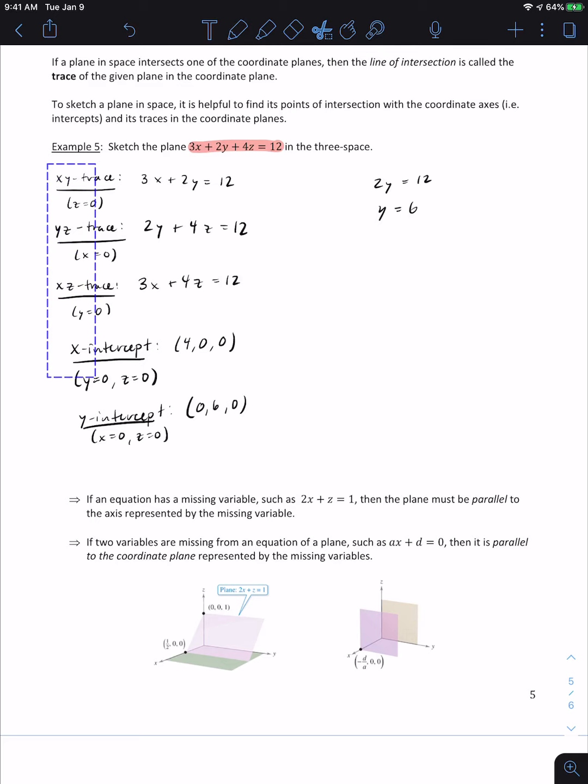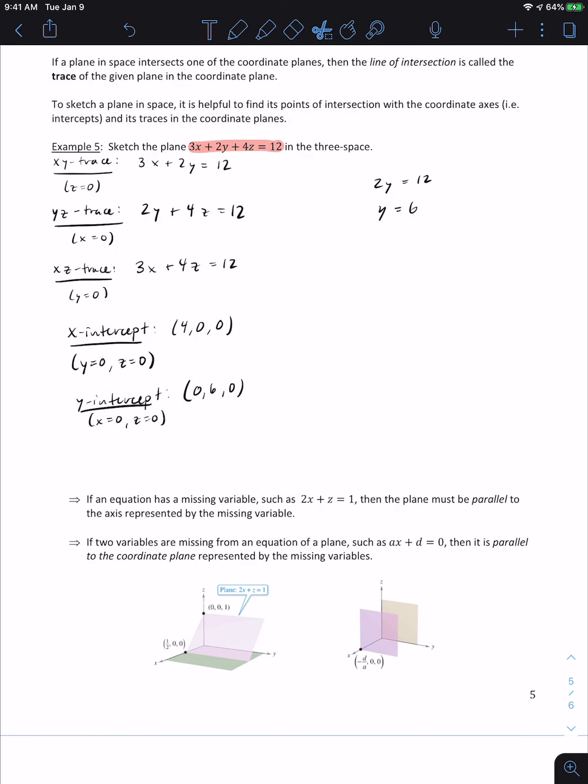And then finally, if I get my z-intercept, again, I set x equal to 0 and y equal to 0. Then I would get, in that case, 4z equals 12, which means z equals 3. So that is 0, 0, 3.